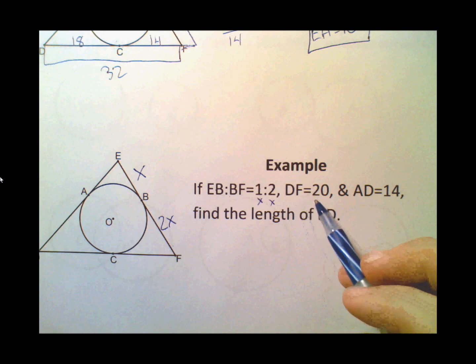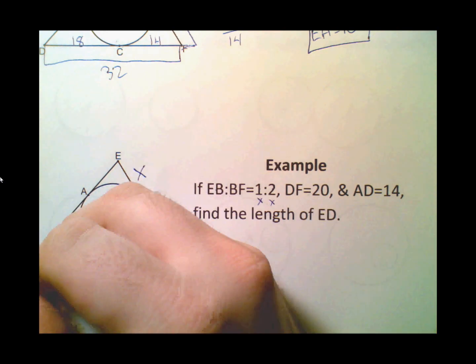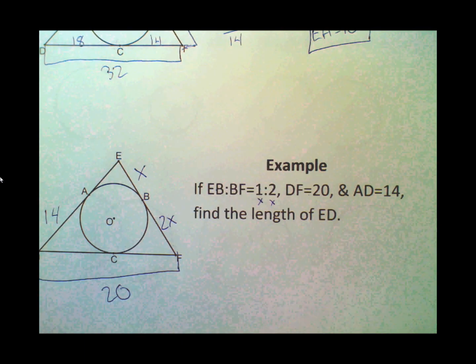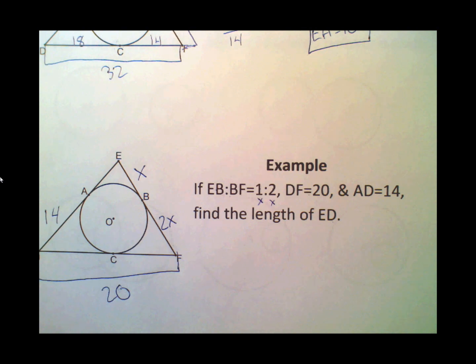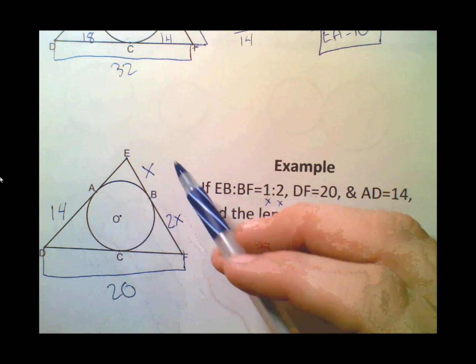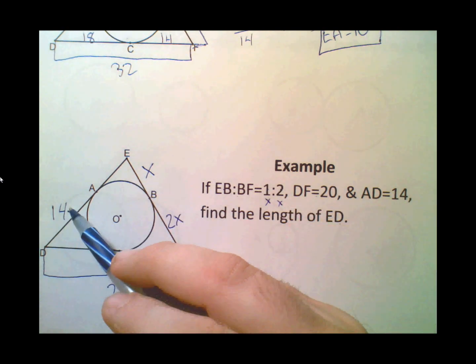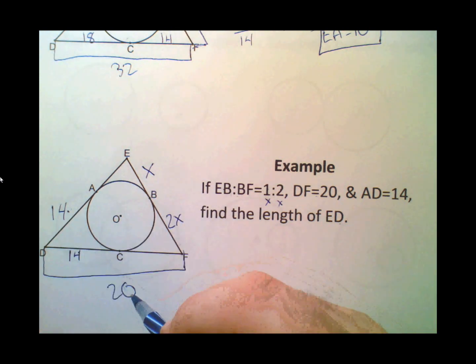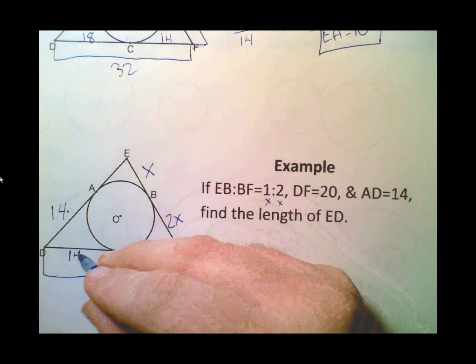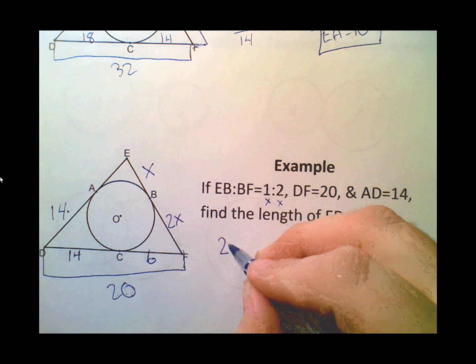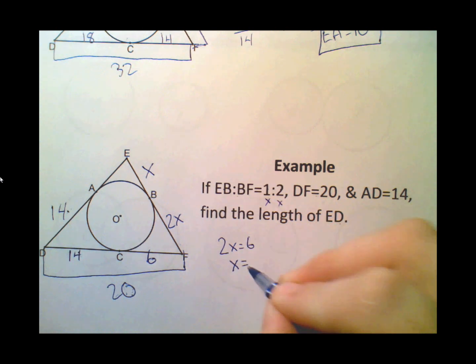Now, let's finish marking up the diagram before we jump in. So DF is 20. This whole thing here is 20. And AD is 14. I want to find the length of ED. So what we can do is we look at the diagram. I still have tangents. So this is 14, then DC is going to be 14. Okay? Now if this is 14, then since the whole thing is 20 and this is 14, 20 minus 14 gives me 6 left over for this part. Now, 2x is equal to 6, and that means x is equal to 3.